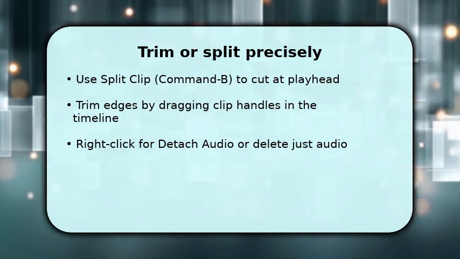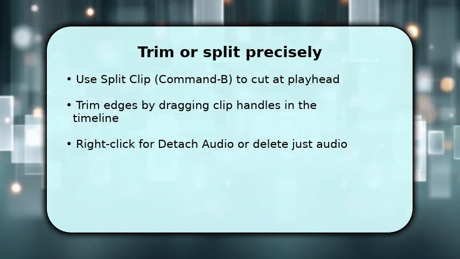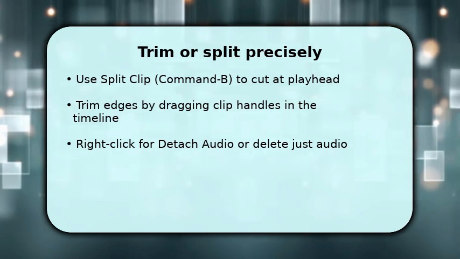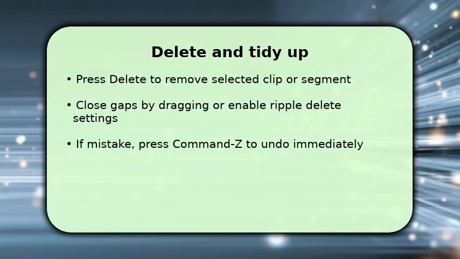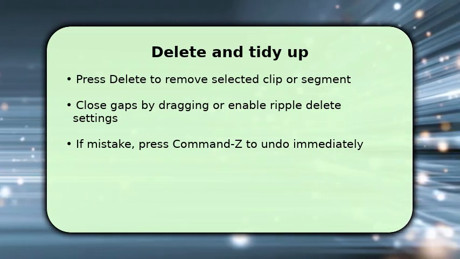Once done, Ripple Edits will close gaps automatically if automatic trim is active. Otherwise, drag remaining clips together. Make sure transitions stay intact. After trimming to finish, select the unwanted clip or segment and press delete. This removes it from the timeline.